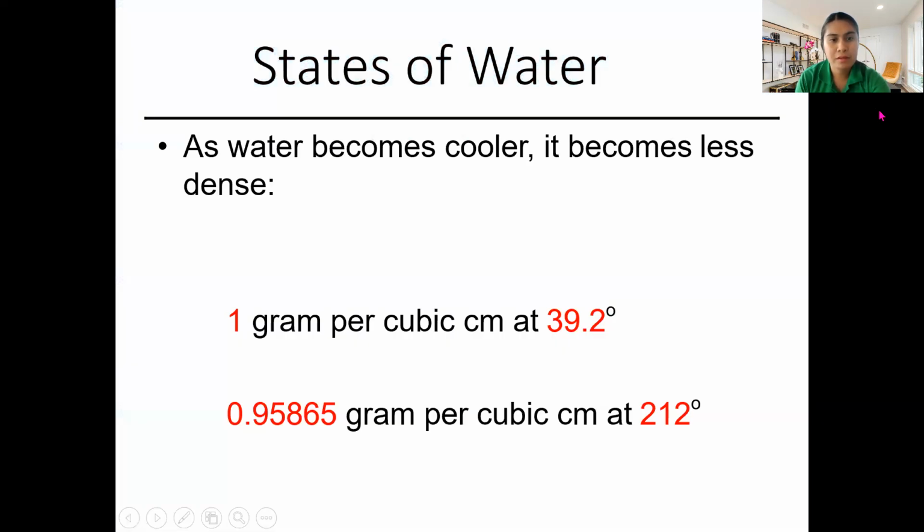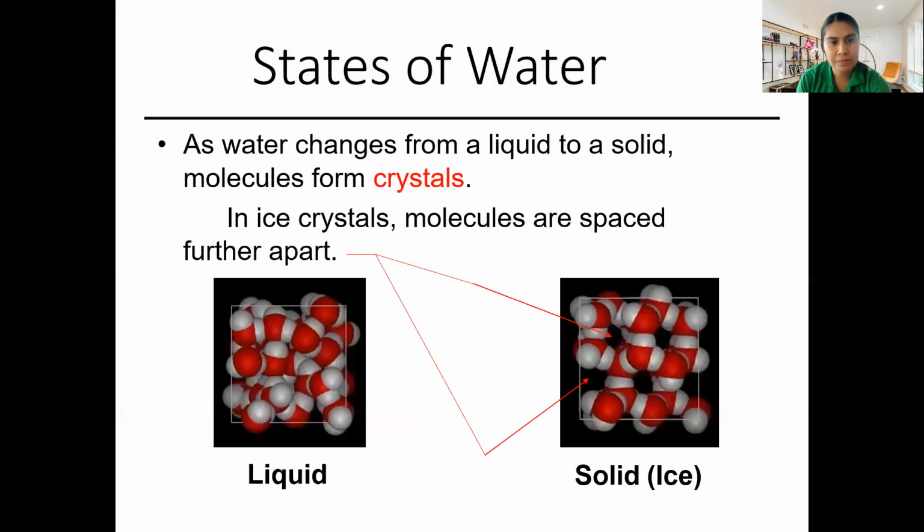Next, states of water. As water becomes cooler, it becomes less dense. 1 gram per cubic centimeter at 39.2 degrees, 0.95865 gram per cubic centimeter at 212 degrees.